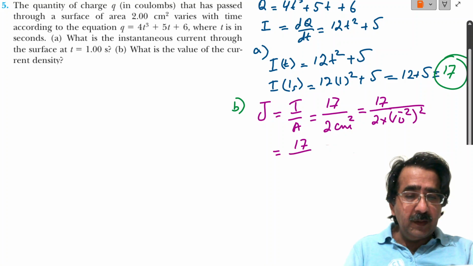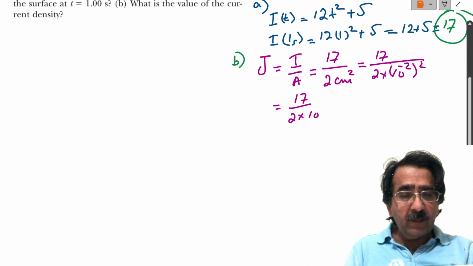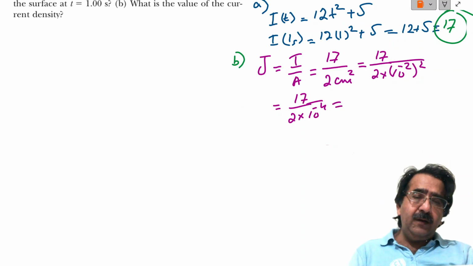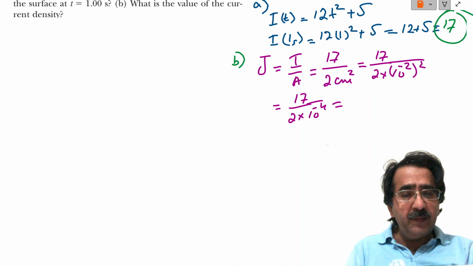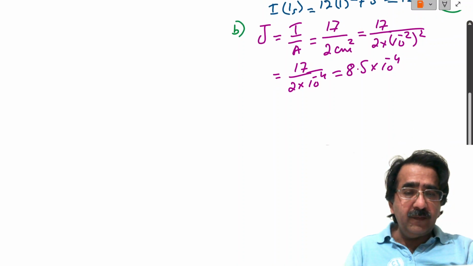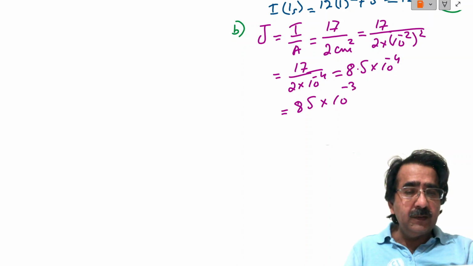Okay, and 2 times 10 raised to the power minus 4, or 8.5 times 10 raised to the power minus 4. Or you may say that will be equal to 85 times 10 raised to the power minus 3, ampere per meter squared.